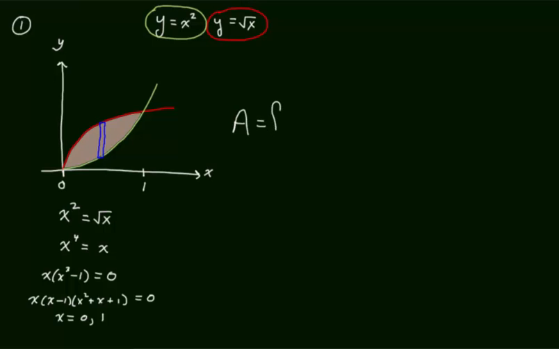So the area is the integral from the first rectangle at 0 to the last rectangle at 1. Do you see that? The first rectangle is down here and the last rectangle is here, and all the rectangles in between. So the top of this is going to be the square root of x. The bottom of the rectangle is going to be x squared. That quantity represents the height of every rectangle, and the width is dx. And that finishes the setup of example 1.